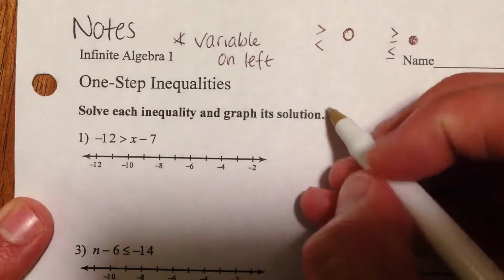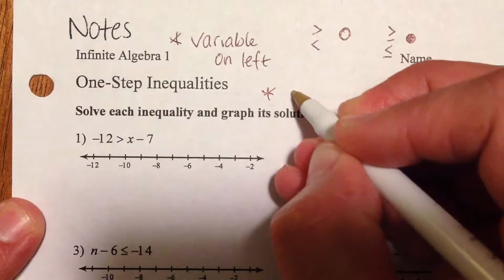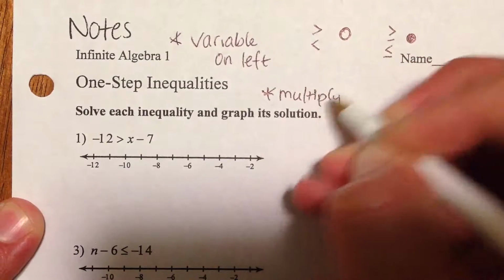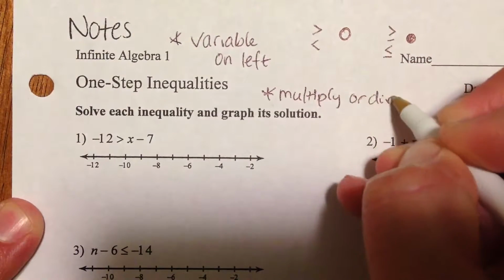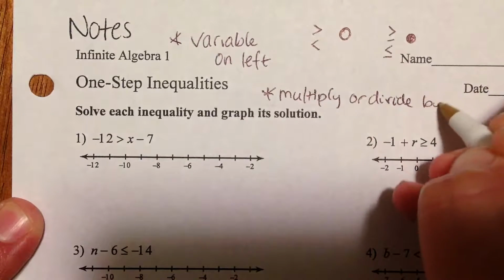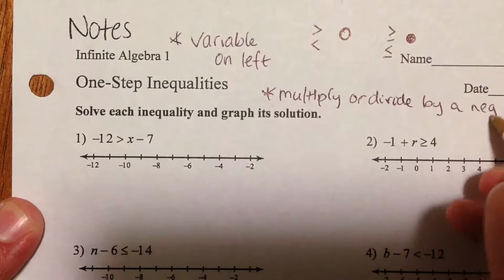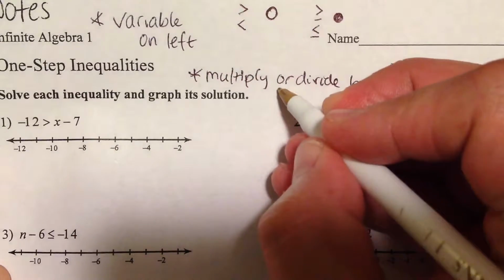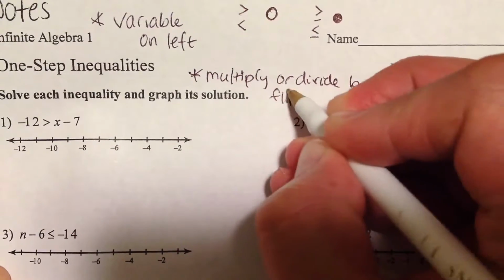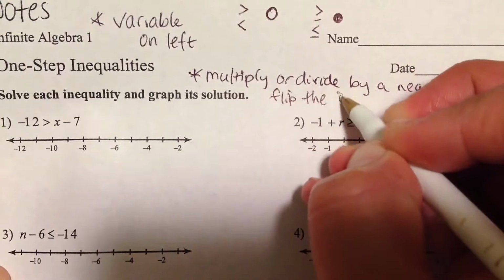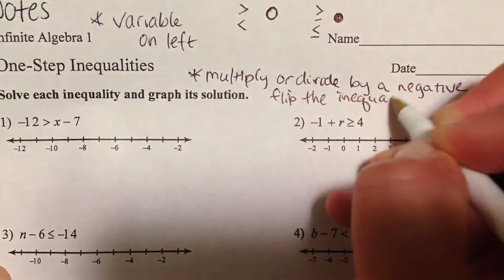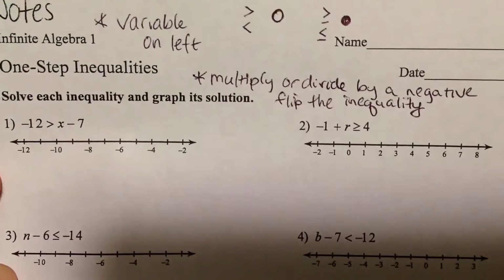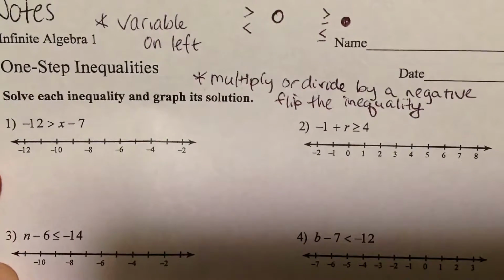And a couple more things to keep in mind are that if we multiply or divide by a negative, you have to flip the inequality. Alright, so keeping all those things in mind, let's go do some solving.